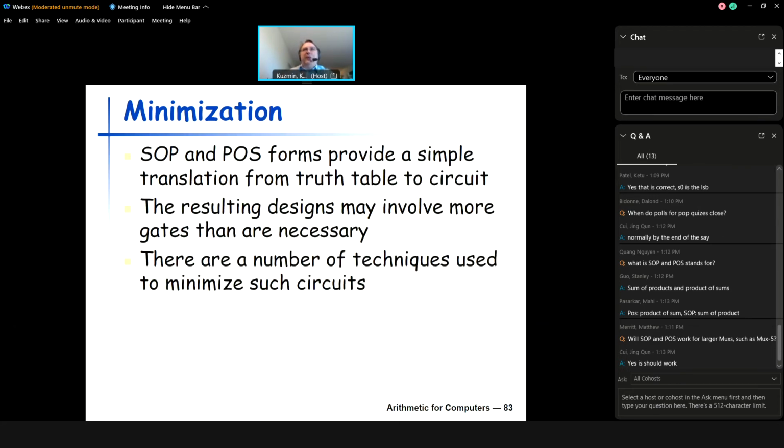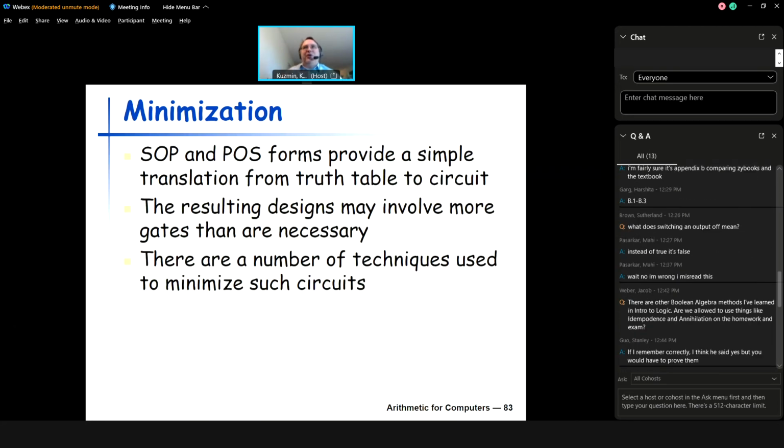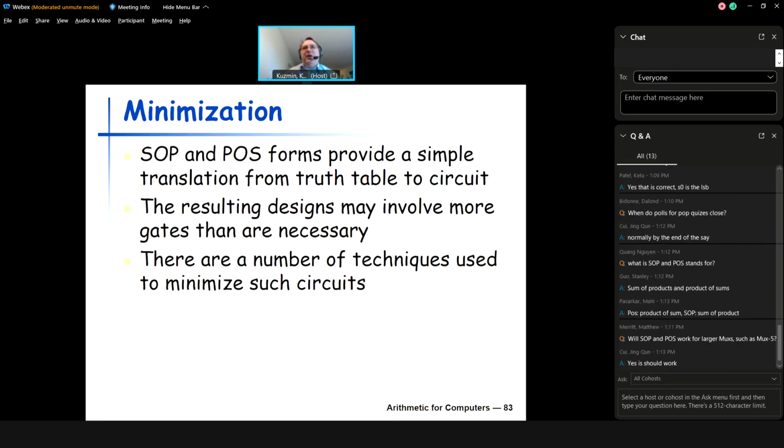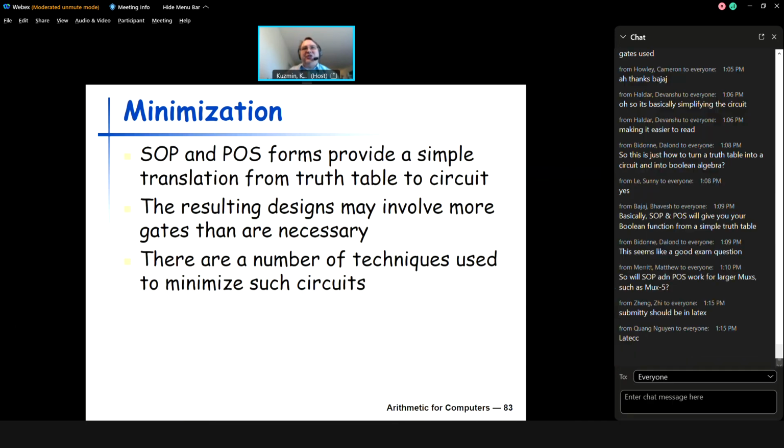All right, so now the most interesting part, the harder part is, well, what if I'm interested in using as few gates as possible? Does SOP and POS form give that guarantee that they implement the Boolean function using the minimum number of gates? And the answer is no, they do not provide such a guarantee. They provide a simple translation, so it's mechanical, no thinking required, but the resulting design may not be minimal, so it may use more gates than necessary.